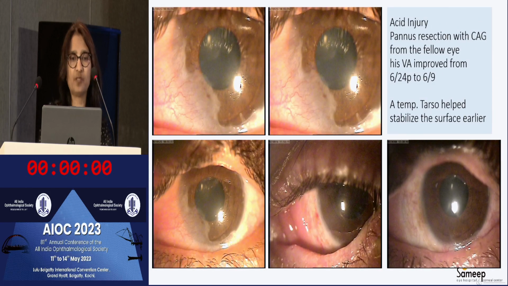This was a case of bilateral acid injury, but one eye was less affected than the other, and in the eye which was more affected, he developed pannus formation, as you can see here in the clinical pictures. But since he had a bilateral injury and this was relatively limited involvement, we decided to go ahead with the conjunctival autograft rather than doing anything else. So he underwent that particular procedure, as you can see here. And you can see that the cornea has become very clear and his vision improved from 6/24 partial to 6/9 partial, and the eye has been very quiet in a couple of weeks' time. So you can choose the procedure accordingly.